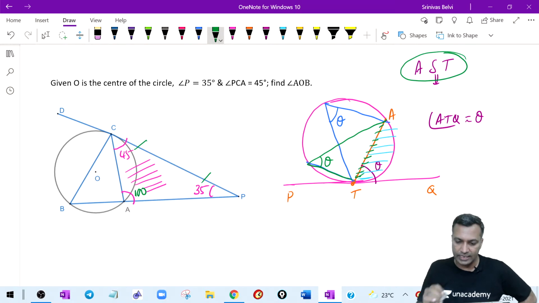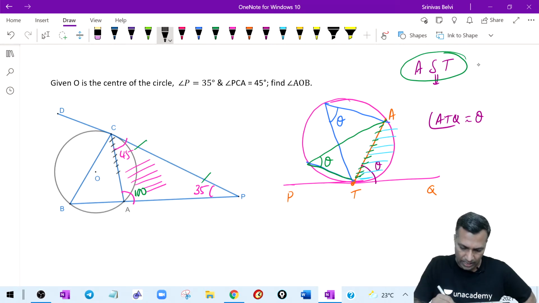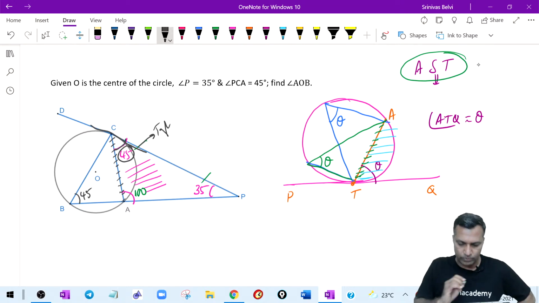If this is 100, where do I apply the alternate segment theorem? Listen to this, guys. This is the chord I am taking as the reference. Here is my angle 45. This line is my tangent. If this is 45, then this is also going to be 45.